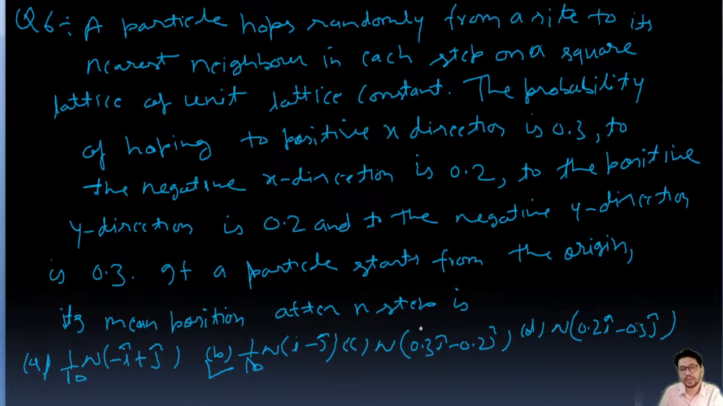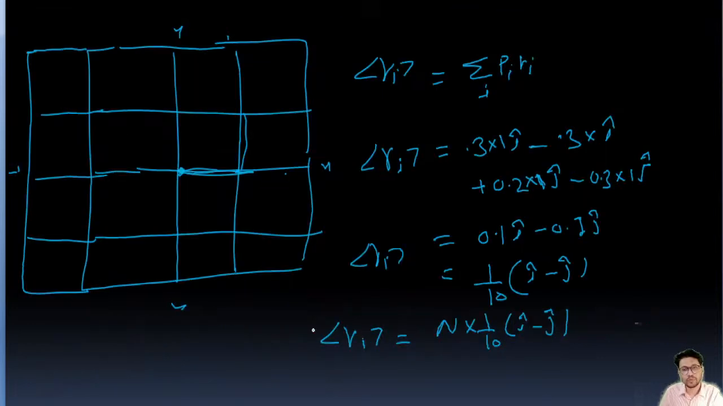So very simple, guys. First we find out for one step. It can go in 4 directions, and i cap and j cap denote the directions. For n steps we multiply by n. So this is the answer. I hope you understood it.